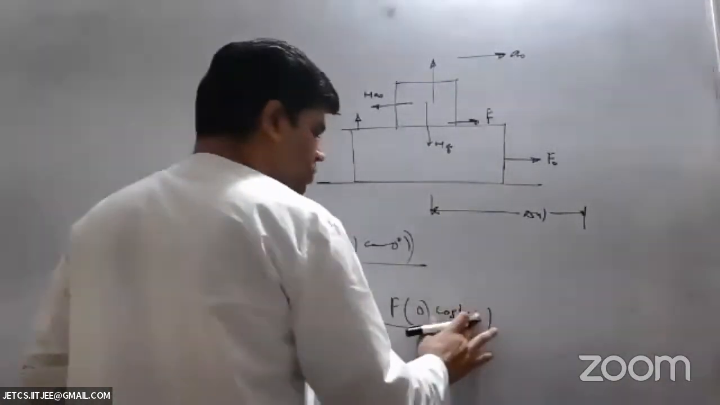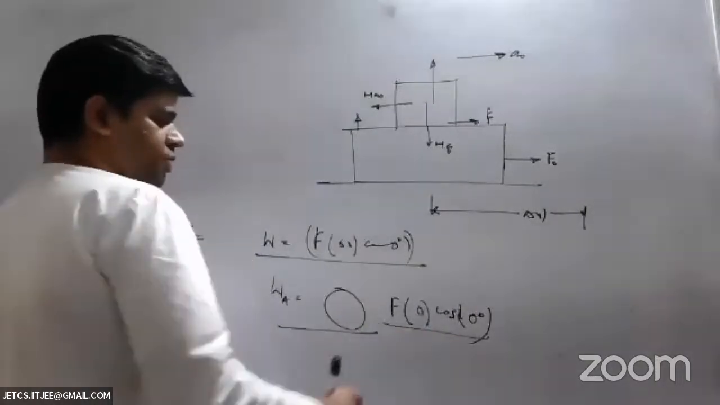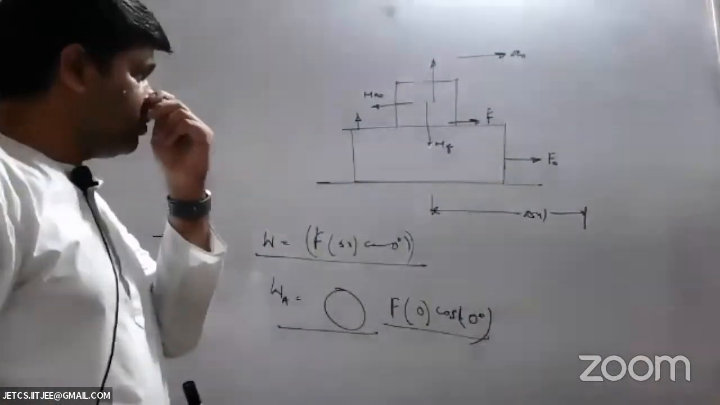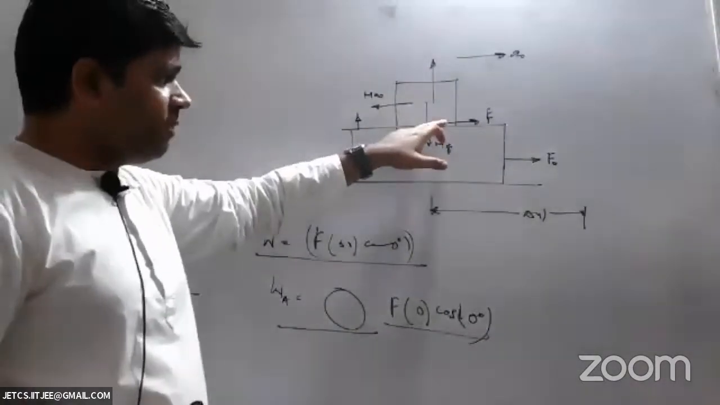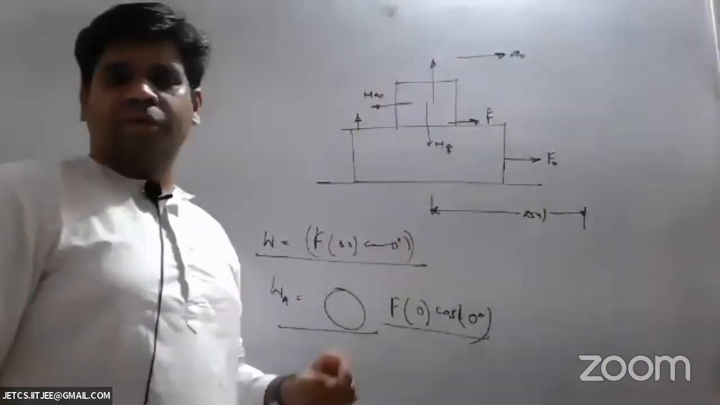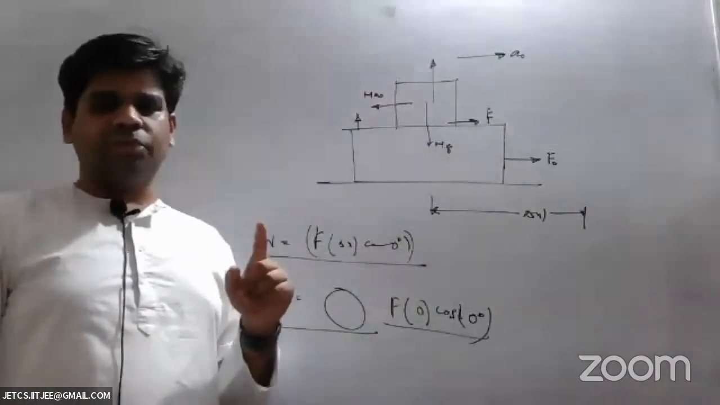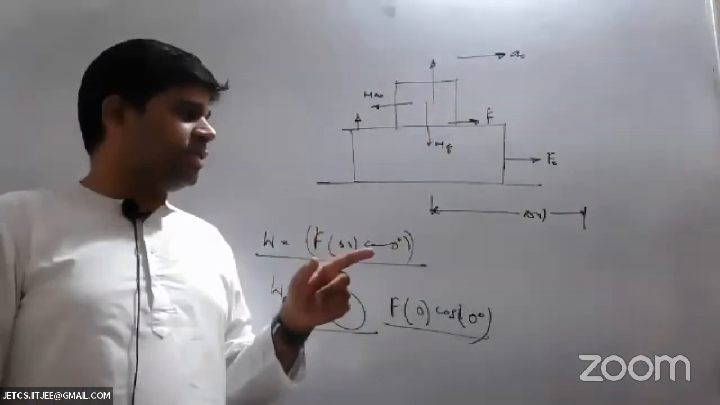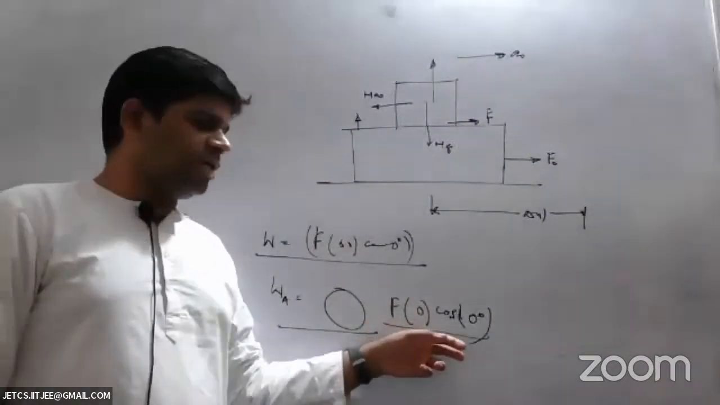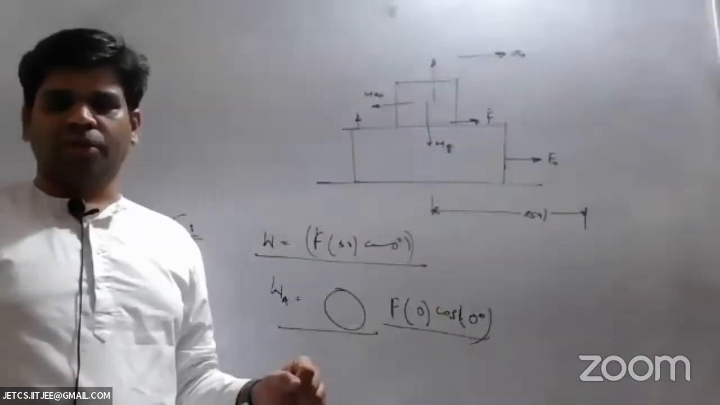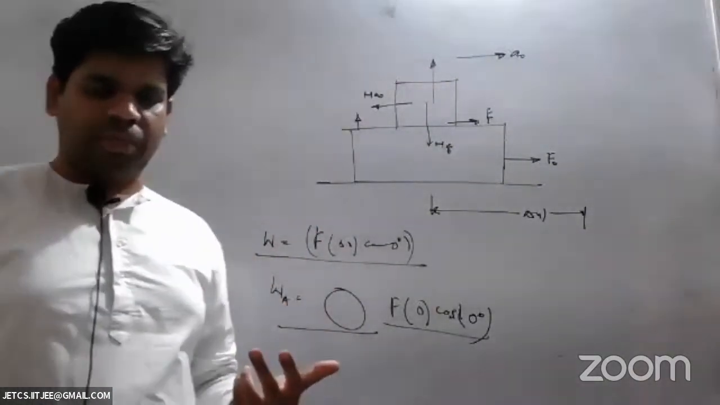Sorry, the angle between them is 0, but it's F into 0 into cos 0. With respect to this surface, this particle is not moving, so the point of application of force is not moving. Work is done only when the point of application of force moves, and it is given by F into the displacement of the point of application of force into the cosine of the angle between them. Here displacement is 0, that's why work done is 0. So it depends on the reference frame.